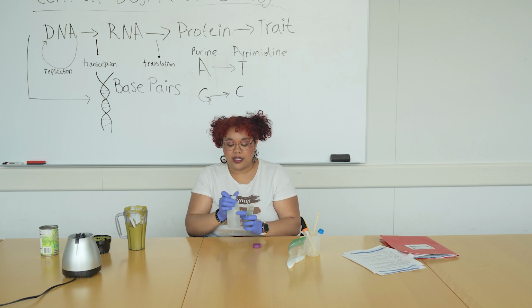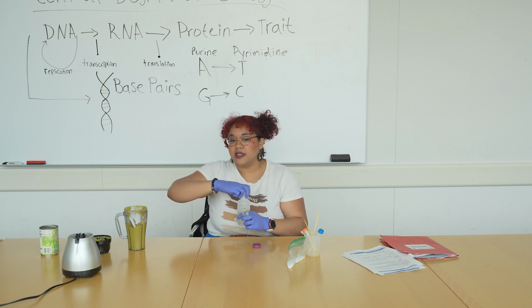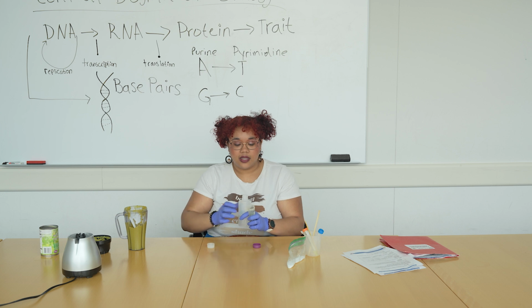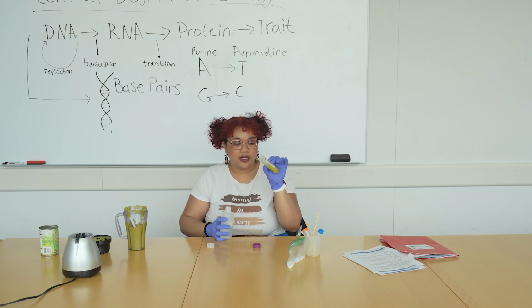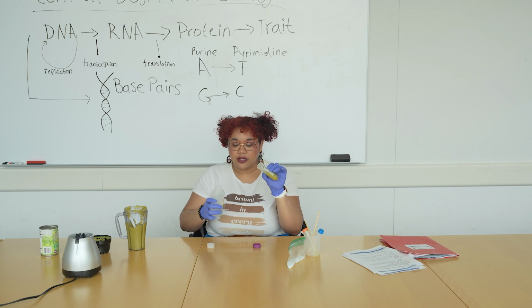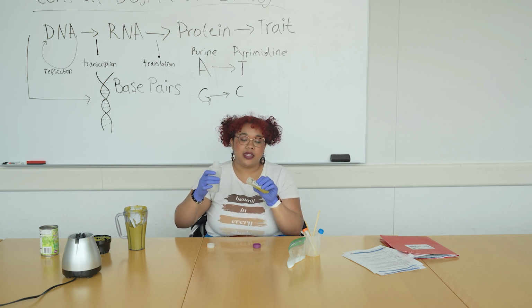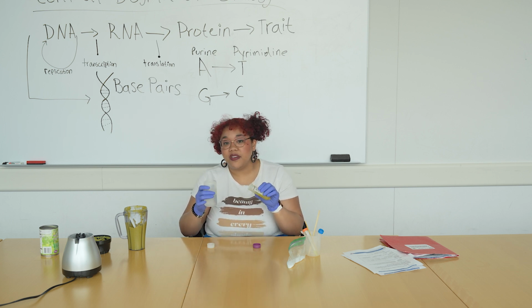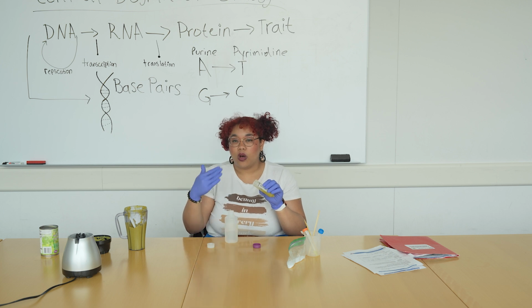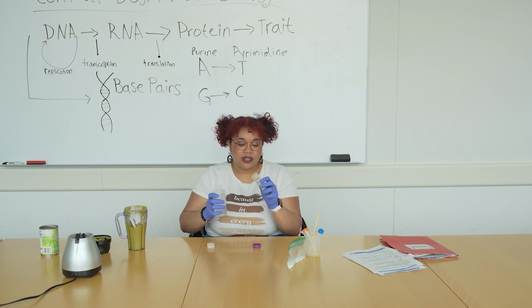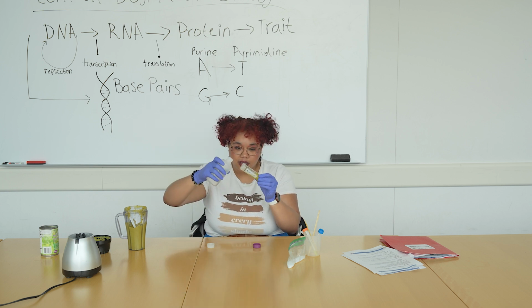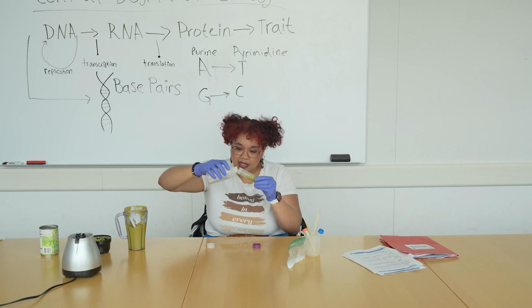So the way that we're going to do this is that you want to tilt your test tube to the side at an angle so that you can add your isopropanol in slowly. If it comes in too fast, it's going to mix with the water, and so it's going to be a lot harder for us to extract and see the DNA. So I'm just going to slowly add this in.